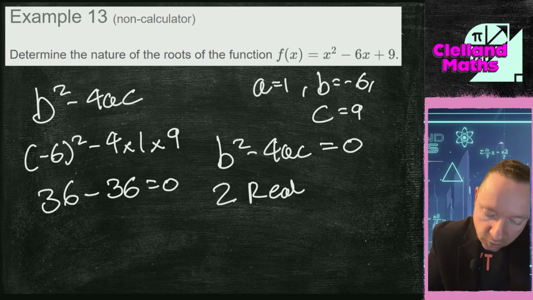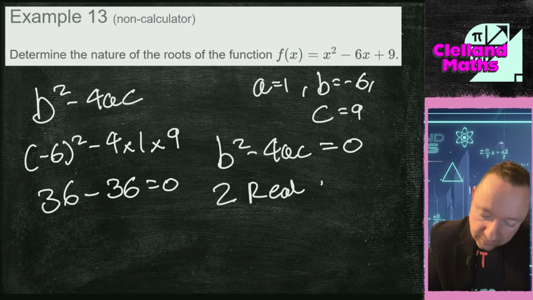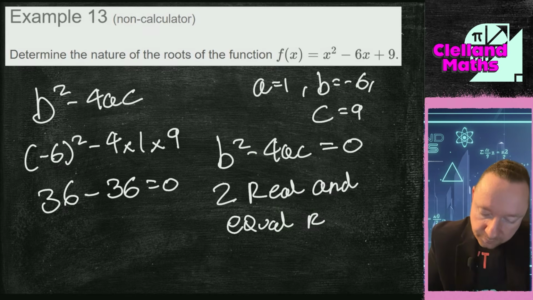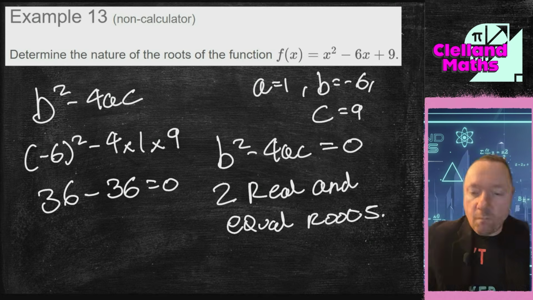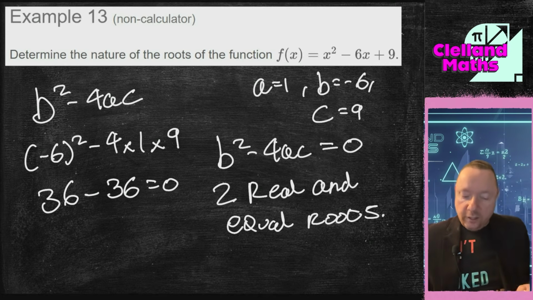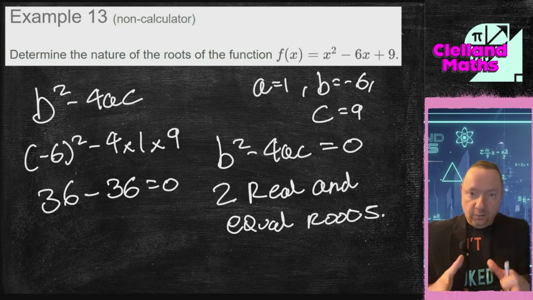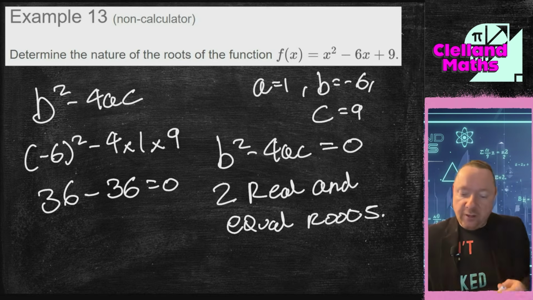Since b squared minus 4ac equals 0, there are 2 real, always need to use the word real, and in this case equal roots. In other words, they're the same. Now, if you don't want to use 2 real and equal roots, you can say 1 real repeated root. But you're saying it's repeated, it's twice. But I prefer 2 real and equal roots because all quadratics have 2 roots.